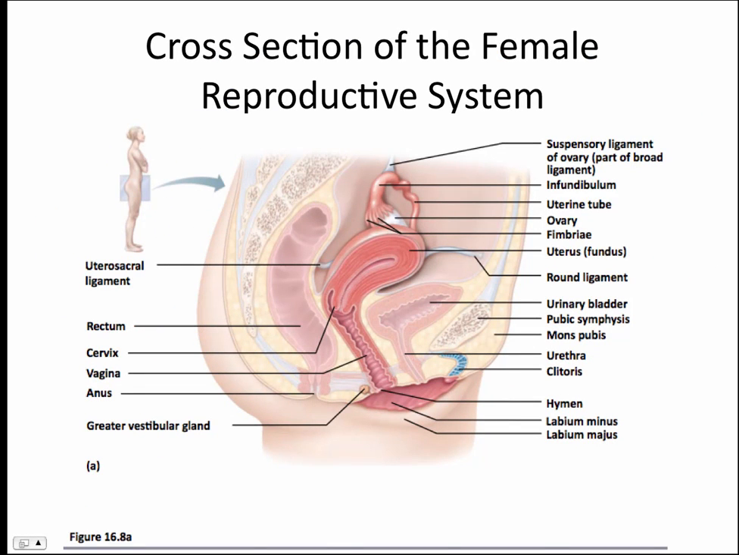Here's a cross-section of the female reproductive system. And remember, anterior to the vagina, we have the urethra and the urinary bladder. So it's not in the same region as our reproductive system. Here we have the vagina. Here we have the cervix, the uterus, and then here we have the fallopian tube, ovary, and those fimbriae.